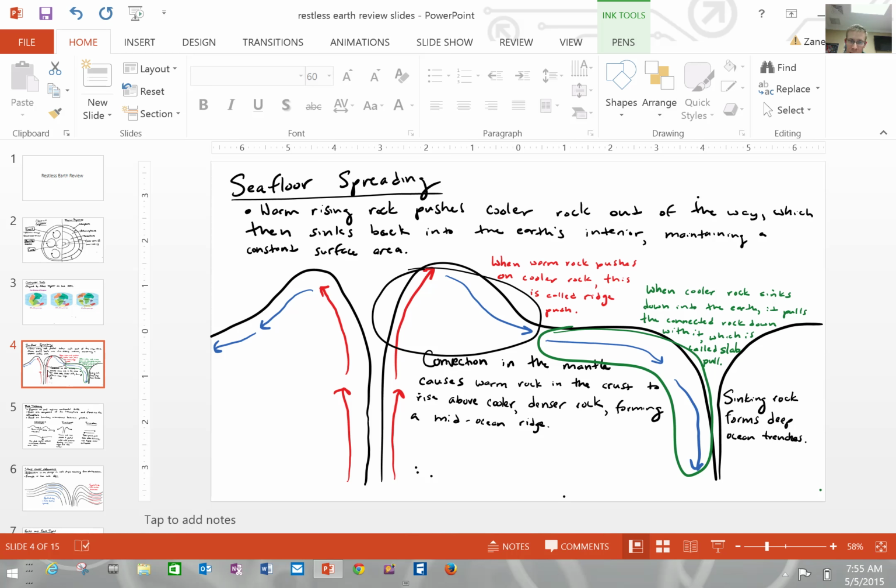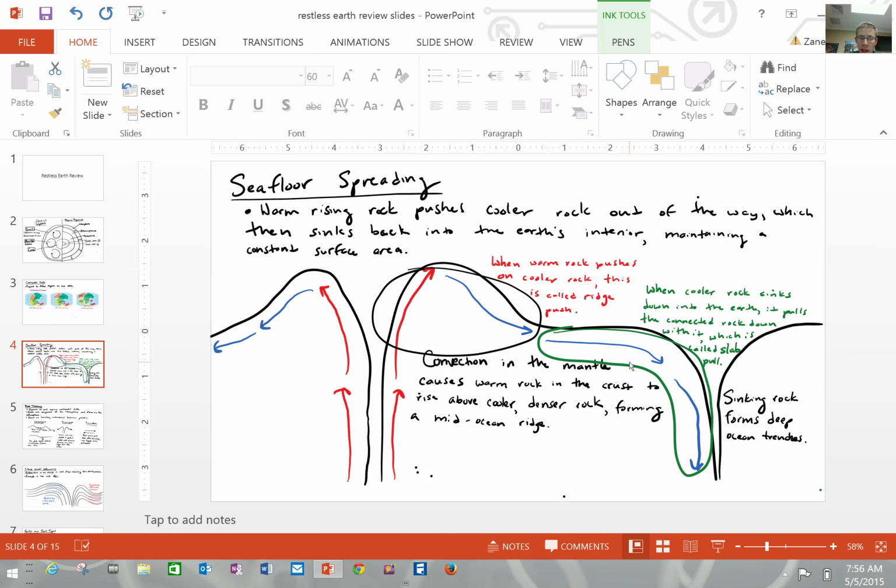You'll notice in red I've written, when warm rock pushes on cooler rock, this is called a ridge push. Okay, so if you imagine this warm rock coming up and then pushing cold rock out of the way, it's called ridge push because you're making a ridge right here. Okay, if you can see my cursor, we're creating a mid-ocean ridge on both sides of this chasm. And B, you're pushing on the colder rock, and you're pushing it out of the way. You see my cursor? So that's why it's called ridge push, because you're making a ridge and you're pushing rock out of the way. Okay?